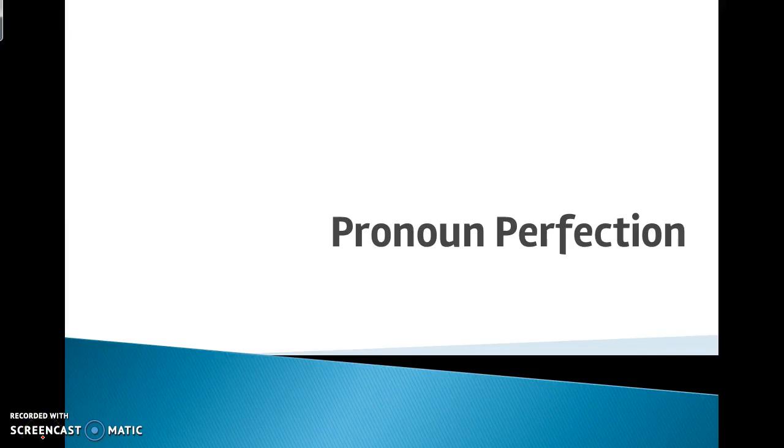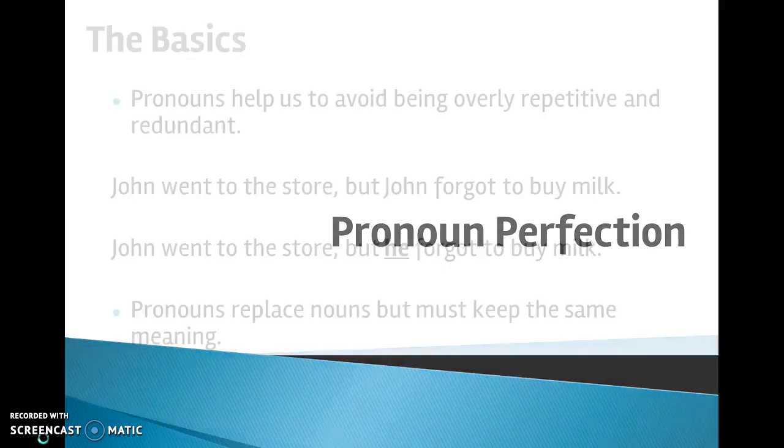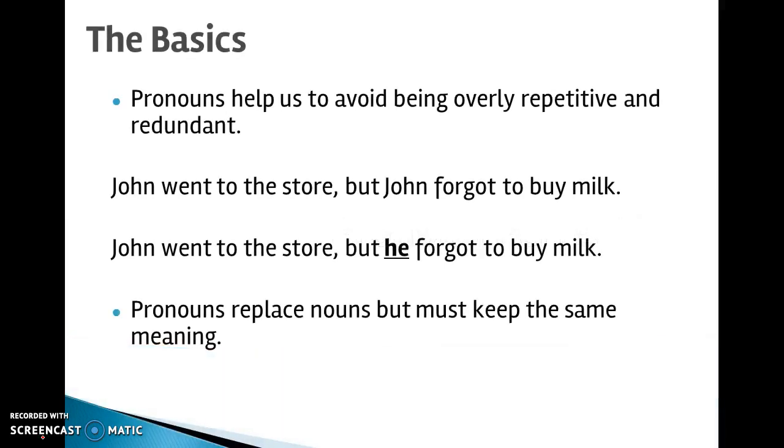Okay, so today we're going to review pronoun antecedent agreement. You can follow along with your handout, stopping to complete the handout as the screencast continues. So just a quick review of the basics.